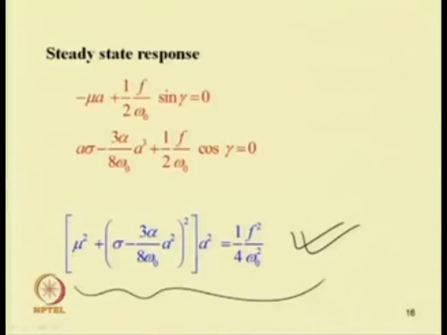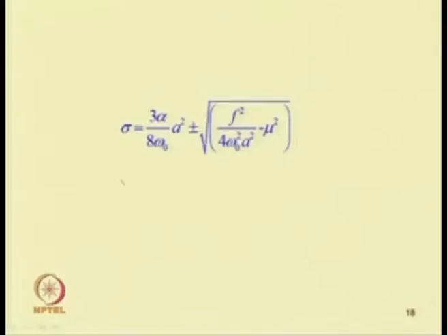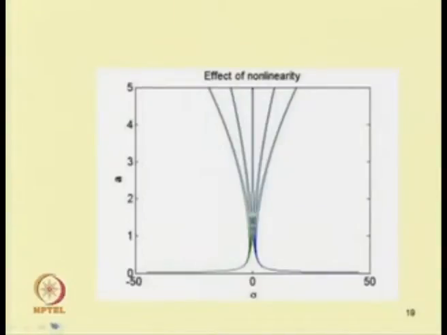In this expression, mu is the damping parameter, sigma is the detuning parameter, alpha is the coefficient of the cubic nonlinearity, omega is the natural frequency or frequency of the linear part of the system, A is the amplitude of oscillation, and f is the amplitude of the external forcing. Using this, we obtain the response equation. We can write sigma in terms of A, and using this equation one can study the response of the system.